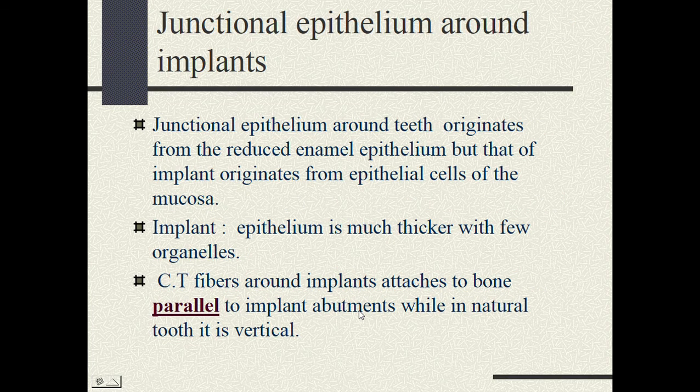Junctional epithelium around the implant. Around the tooth it originates from reduced enamel epithelium, but that of the implant originates from the mucosa, which I have already explained. Around the implant the epithelium is much thicker with few organelles. Connective tissue fibers around the implant are attached to the bone parallel to the implant surface.